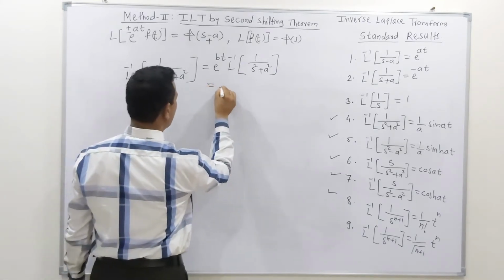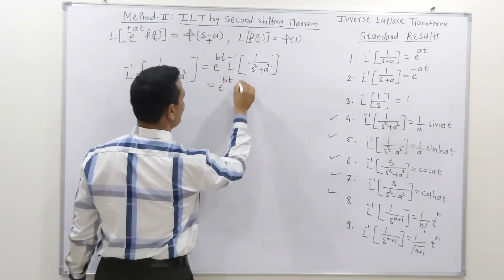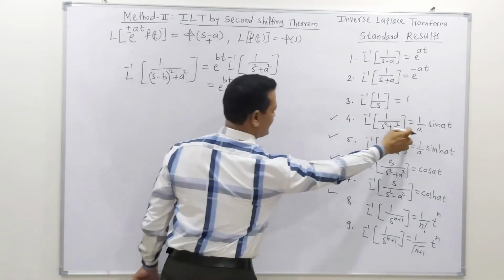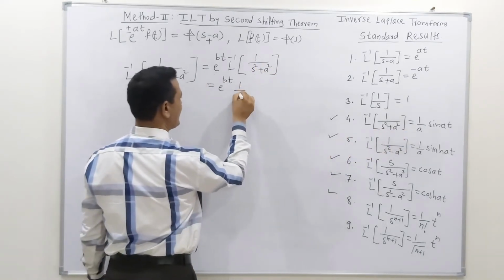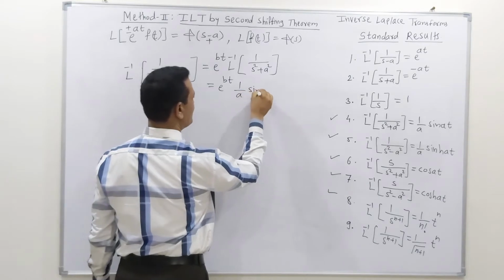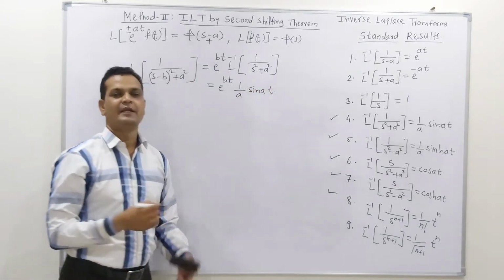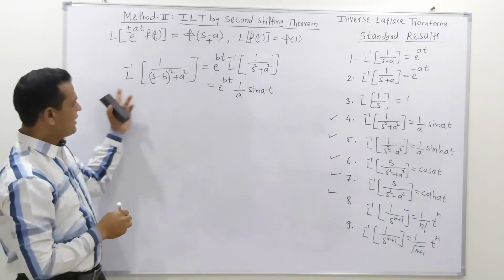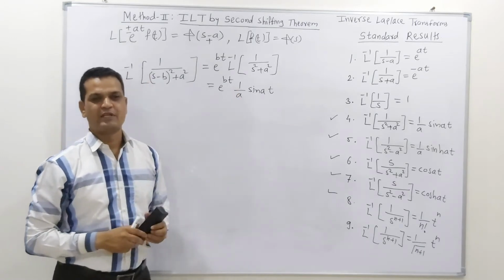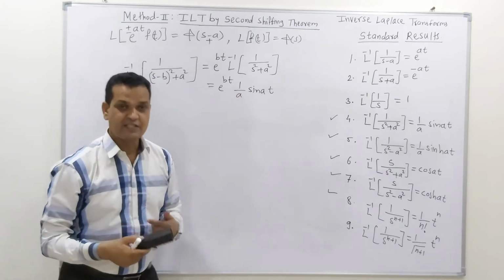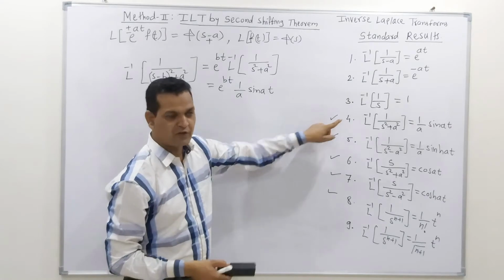Moreover, we can write this as e raised to bt, then this is the standard result of the sine term. So we can write this as 1 upon a into sine of at. In this way, we apply the concept of inverse Laplace transformation for the second shifting theorem. So this is for the fourth result.